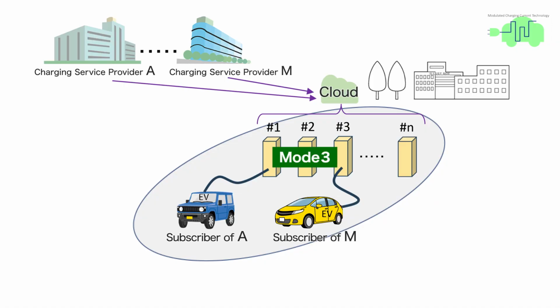Due to the standards of Mode 3 normal chargers, they are not equipped with a function to identify which EV is connected to which charger. The lack of this function has hindered the creation of various charging services such as low-carbon charging options.